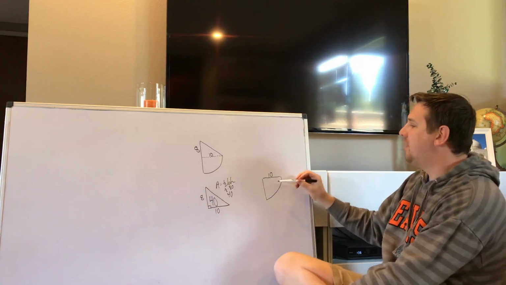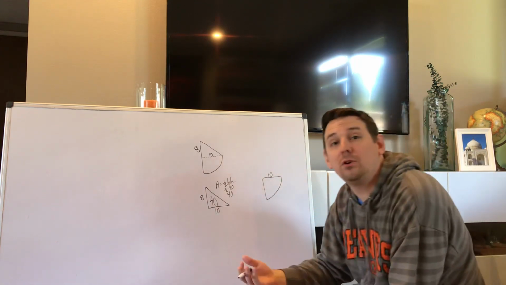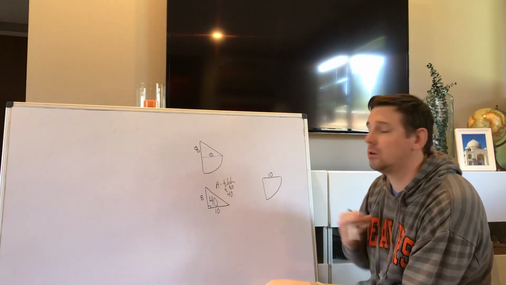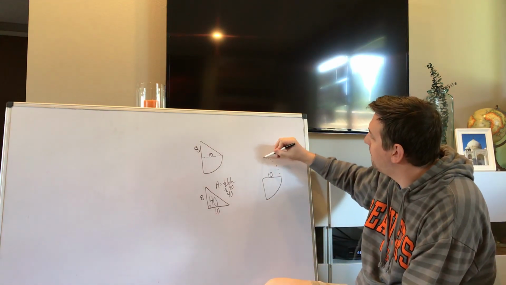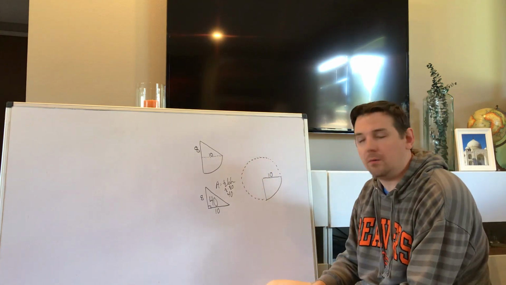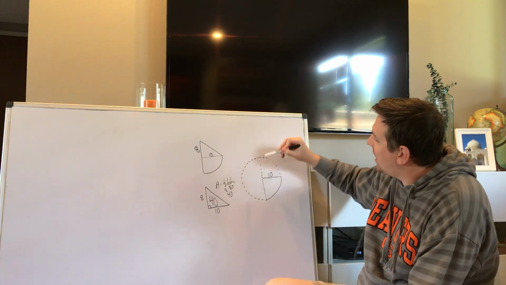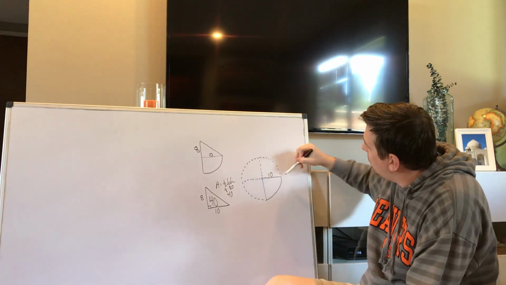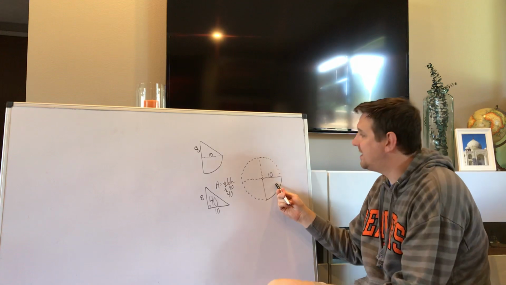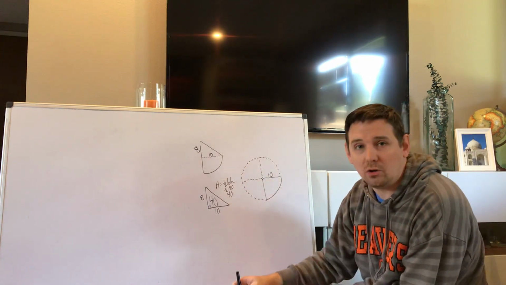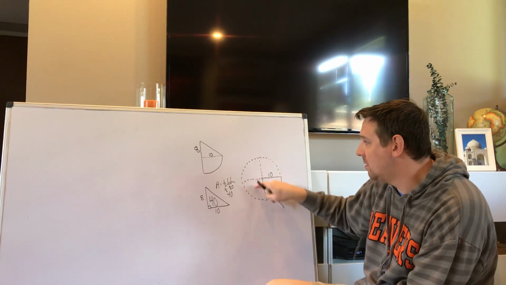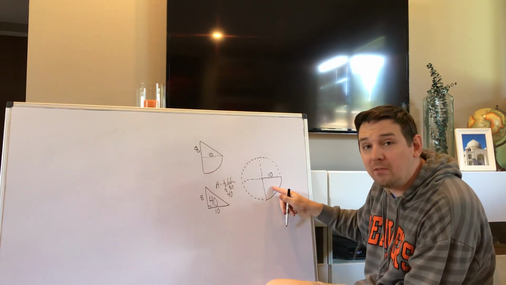Now, this little piece of a circle, what did I tell you to do when you see a part of a circle? I like to draw the whole circle. There's our whole circle. I'm going to just kind of draw in where these lines would have extended. Now this piece right here is how much of the entire circle? It's 1 out of how many pieces? 4 pieces. So this is a fourth of a circle.